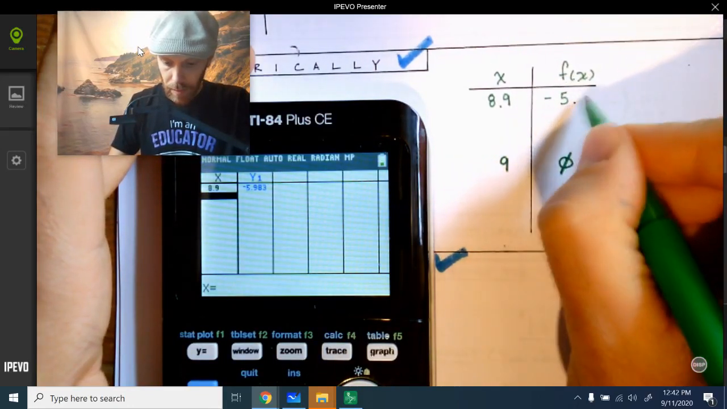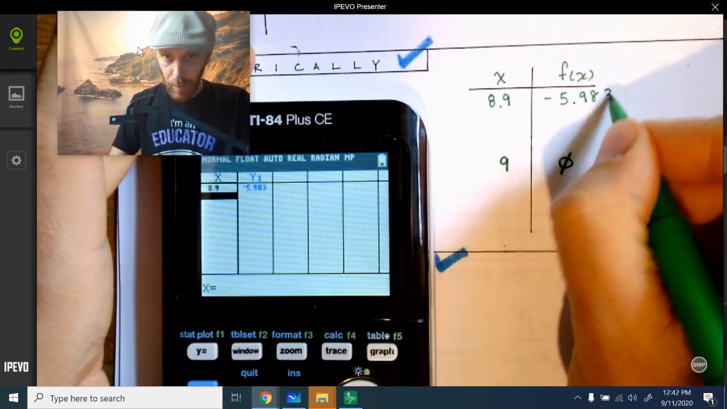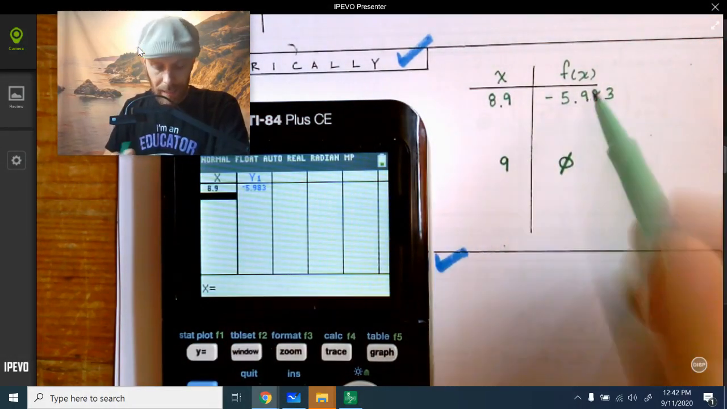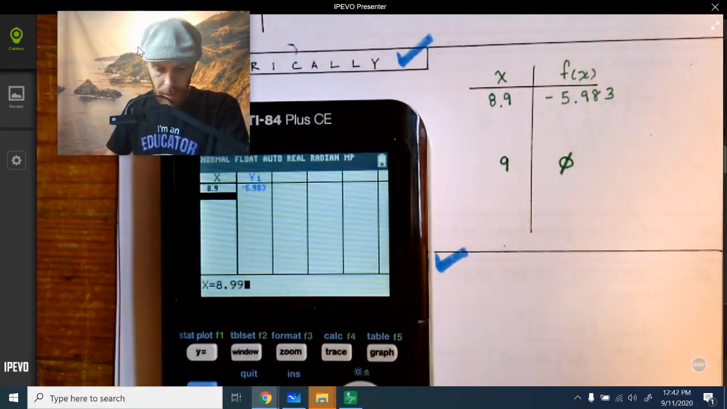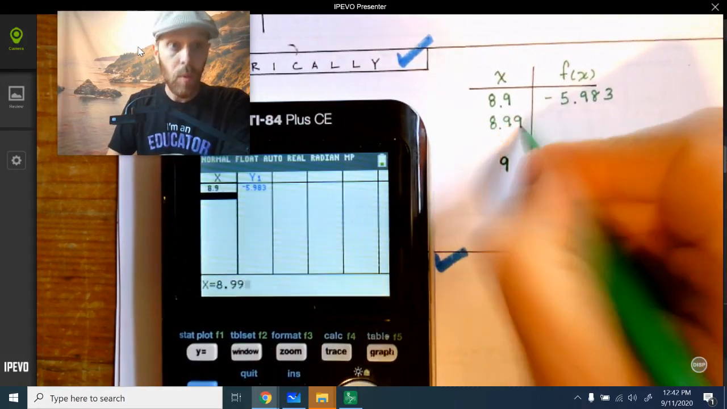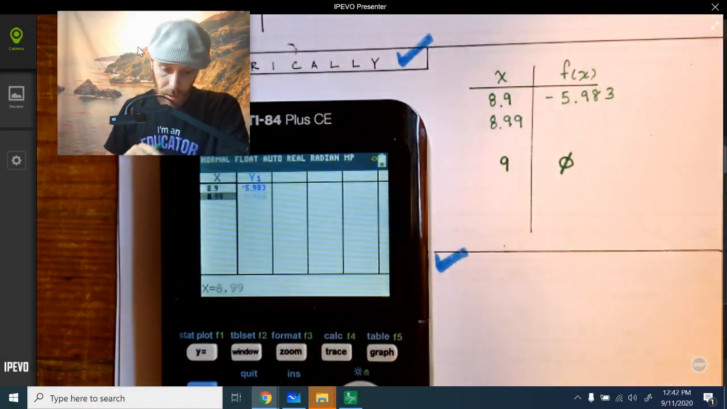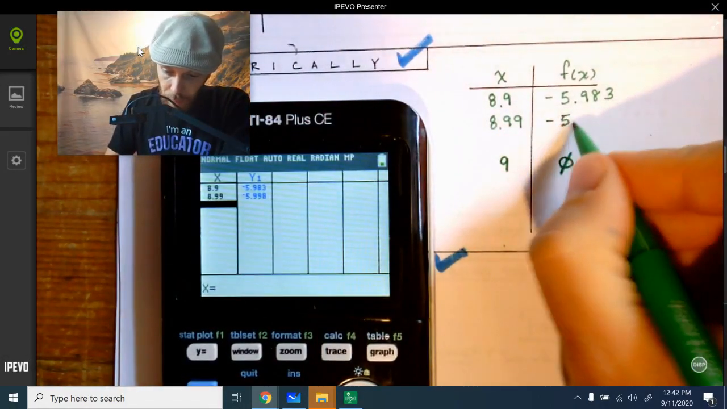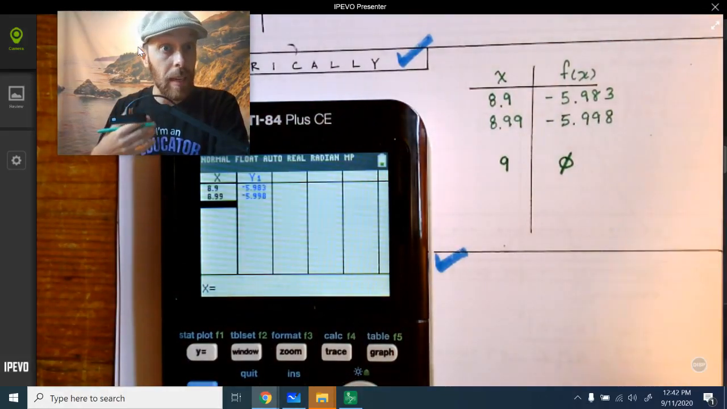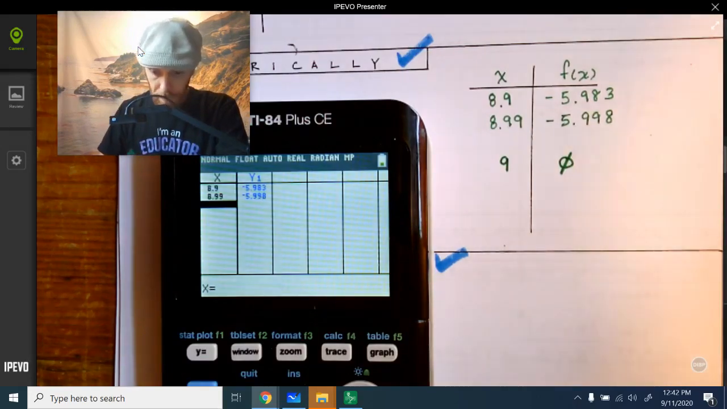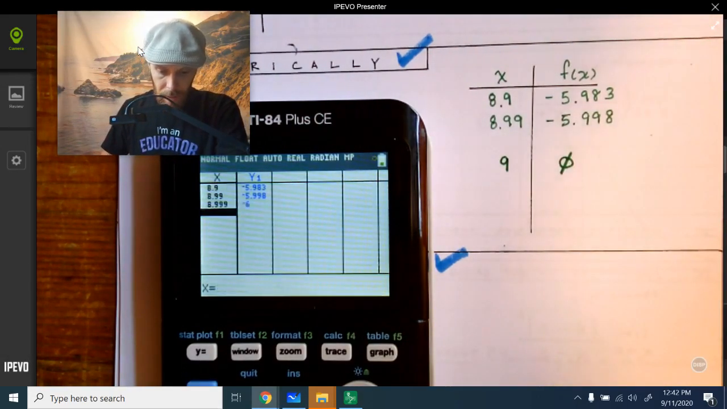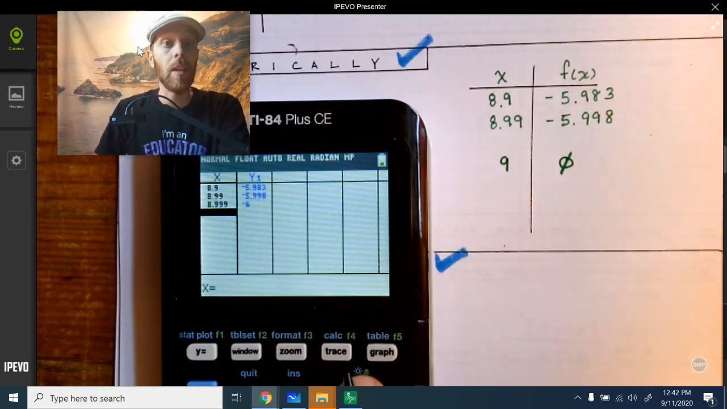is this, negative 5.983. Well, that's not a nice clean number. Let's see what happens if I go closer. Let's go 8.99. One of my favorite prices. That gave us negative 5.998, which is really close to negative 6. I'm thinking negative 6 might be the limit. So now I'm going to go 8.999. And it actually says negative 6 on your calculator.